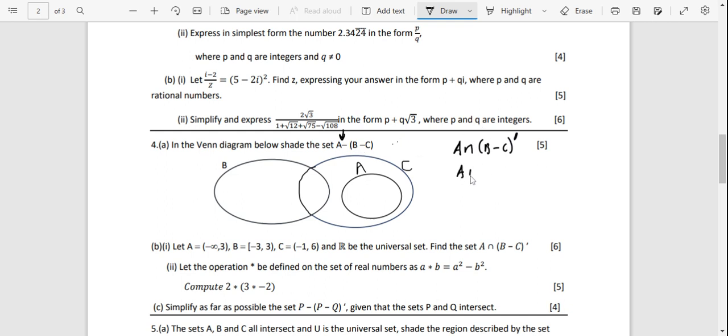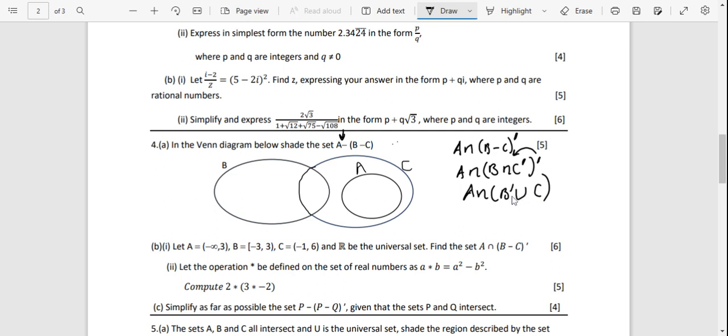Again, this will become A intersection. I'll change what is inside to an intersection. It will be B intersection C complement. Okay, and then a complement again. Now again distribute this complement to the inside. That will be A intersect B complement. Remember according to De Morgan's law, the sign changes to union. Then you're going to have C complement complement, which is just C.